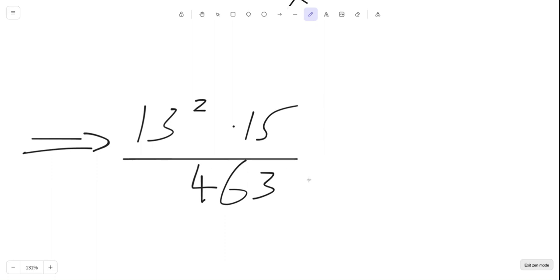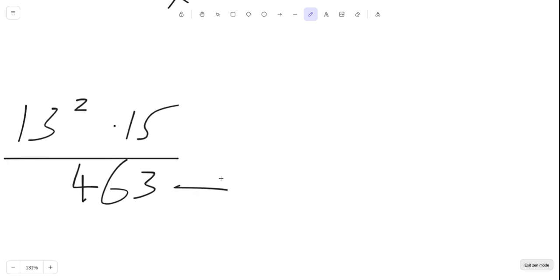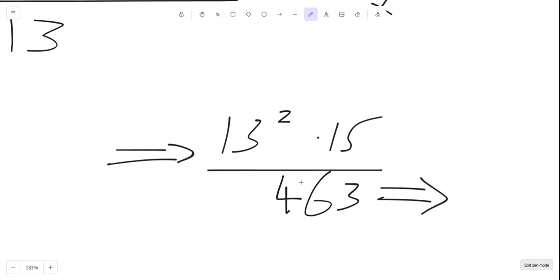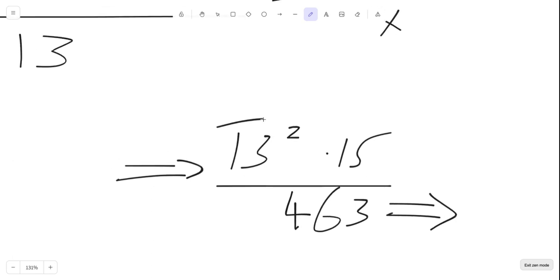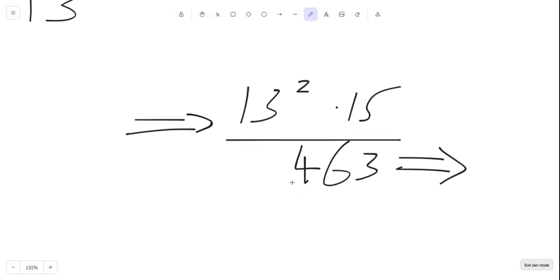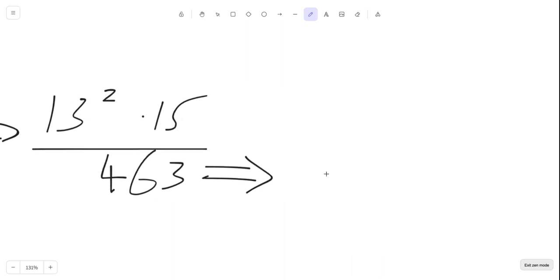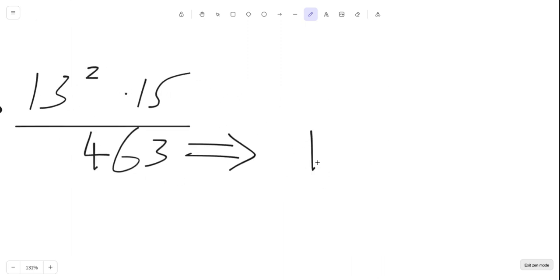So we need to check that this is relatively prime to the numerator, so as not to make a final mistake. If you factor it, you get 13 and 15. This is not divisible by 3, not by 5, and not by 13. You can quickly check that. And that gives the simplified denominator, final answer of 463.